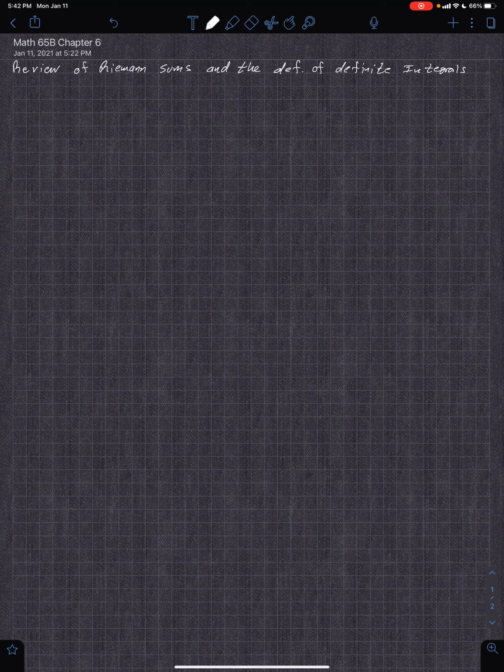So first, let f be defined on the closed interval from a to b, and let P be a partition of [a, b]. So a partition would look like this.